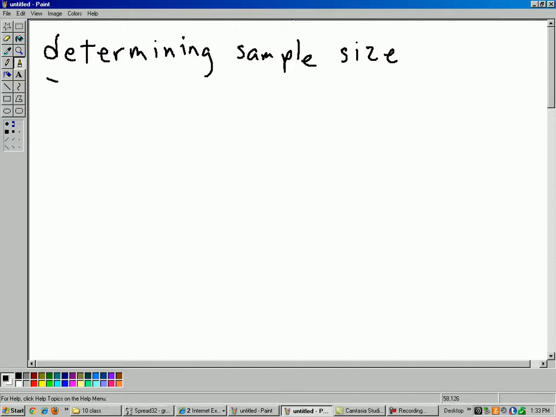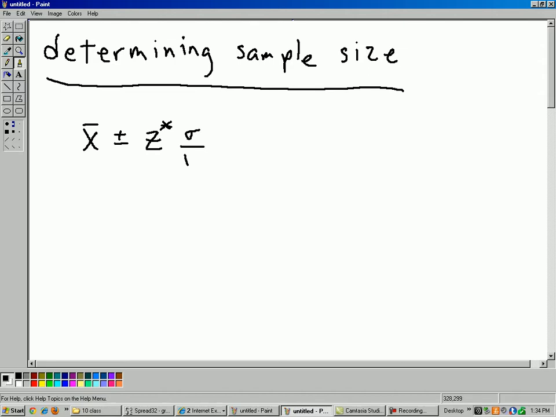Hello, I'd like to do a quick lesson on determining sample size, and I'll do an example from the textbook as well. But first, let's start with our basic formula for confidence intervals. The confidence interval formula is x bar plus or minus the critical z-score, like 1.96 for 95%, whatever it happens to be, times the standard deviation of the sampling distribution, which is sigma over square root of n.